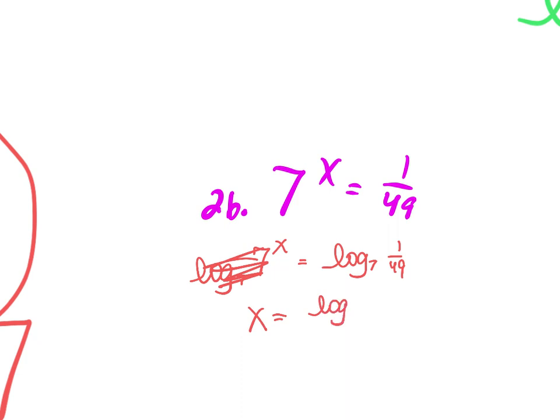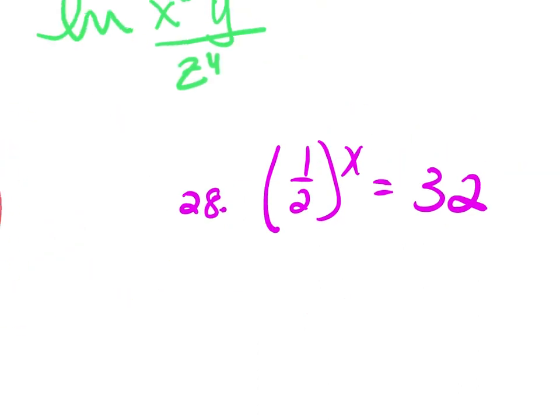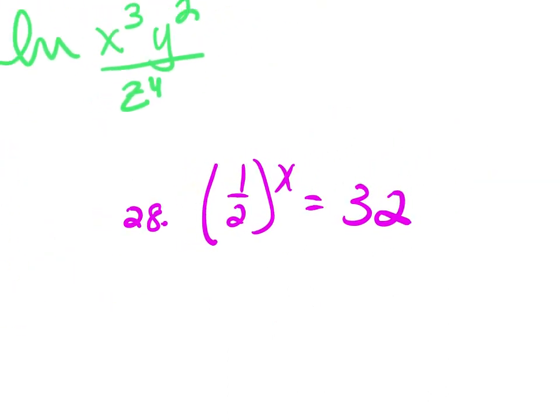In your calculator, it's log 1 over 49 divided by log 7. Show me that you understand that that's what you're doing in your calculator. So log, and then in parentheses, I'm going to put 1 divided by 49, close my parenthesis, divided by log 7. And I get negative 2. Take that negative 2, plug it in there. 7 to the negative 2 power is 1/49. You're good to go. All right, same thing here.